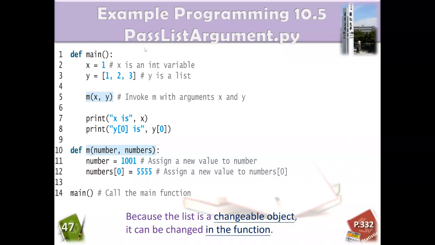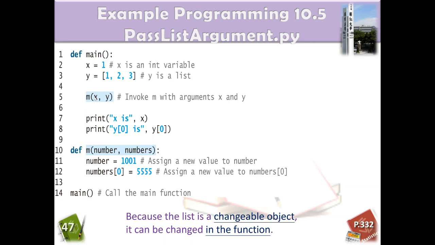Now we were talking about the example of practice 10.5, pass list argument.py, on page 332 in our textbook. So this is the main function. By default, we initiate x equal to 1. We assign 1 to x, right? And 1 is an int variable, and y is a list here, 1, 2, 3. And then this is the m function.